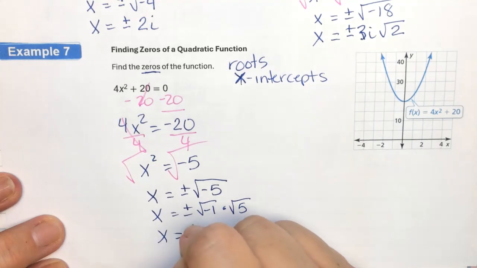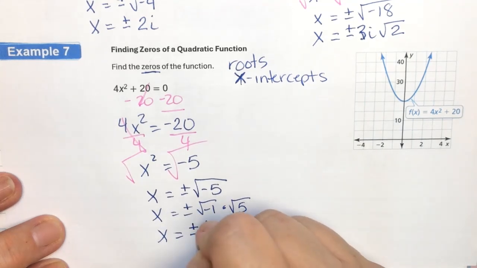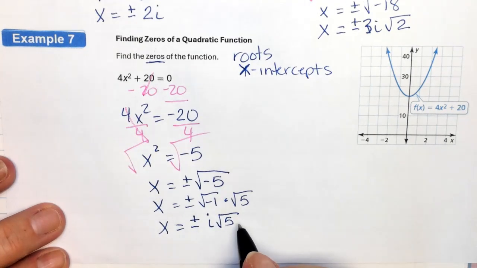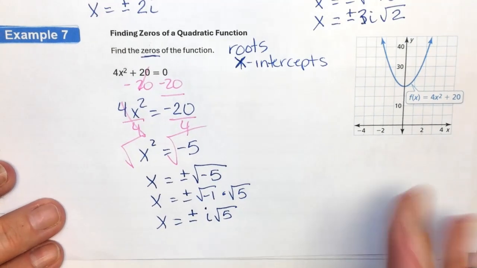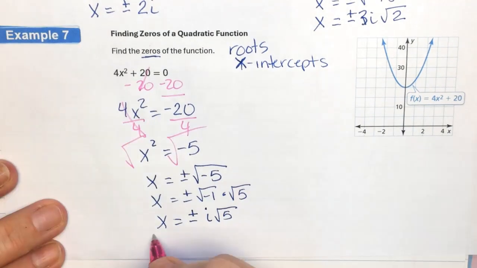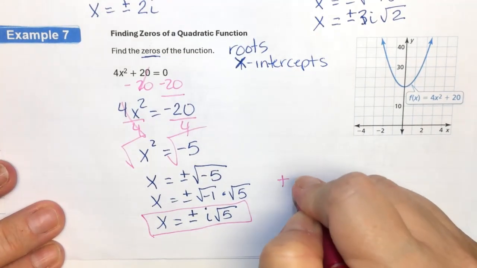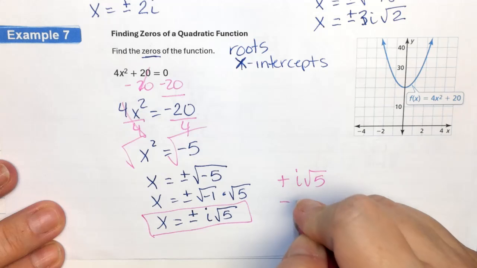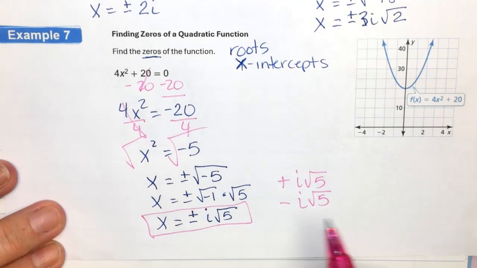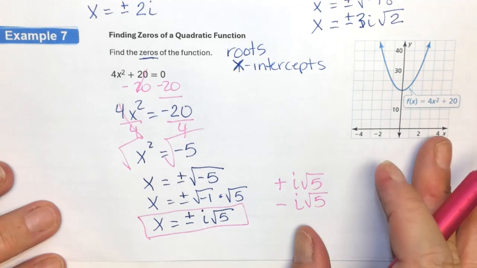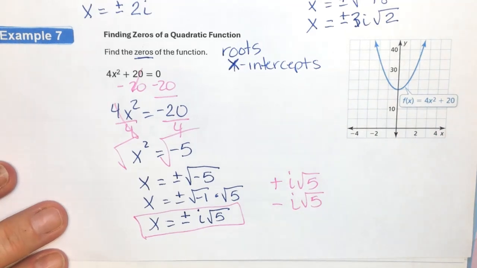So it becomes x equals plus or minus. Remember, i has to go in front. If you put the i in the back, it looks like it's under the radical and it's going to get marked wrong. So our answer is this. Our roots are positive i square root of 5 and negative i square root of 5. Well, these are imaginary, so that means we don't see them. They're not real numbers, right? Just like your imaginary friends, you didn't see them.